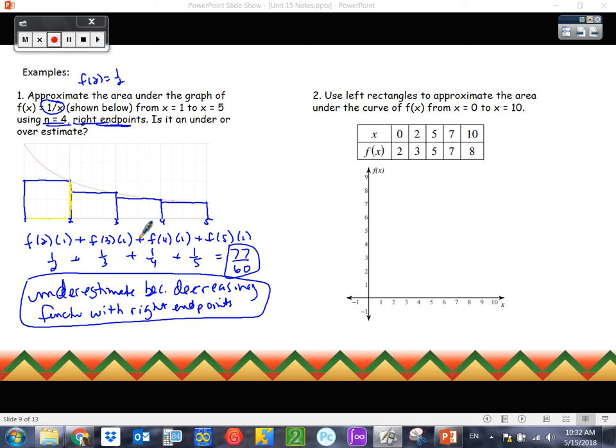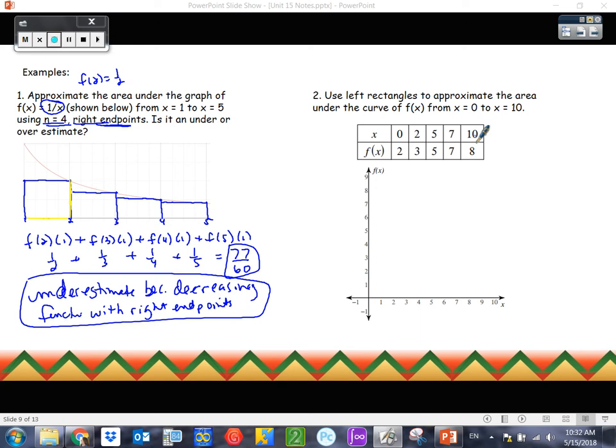Now, on the AP test next year, it's not really customary for us to have nice even intervals like this. So I wanted to throw in a problem where we didn't have even intervals. That would be problem number 2. So we're going to use left rectangles to approximate the area under the curve of f of x from 0 to 10. So if you can tell, these increments are not even.